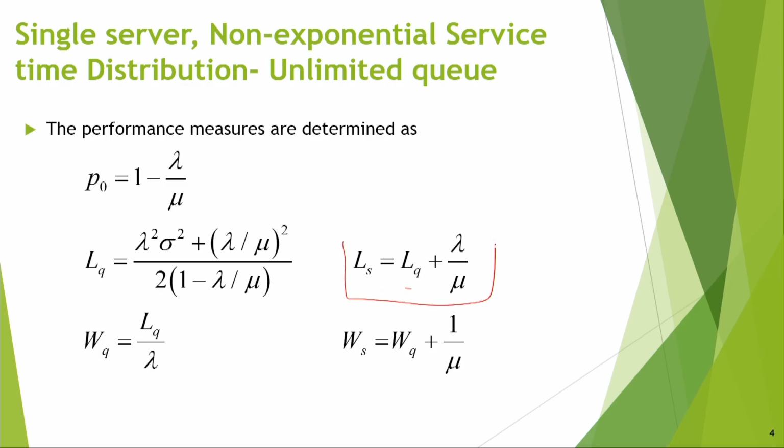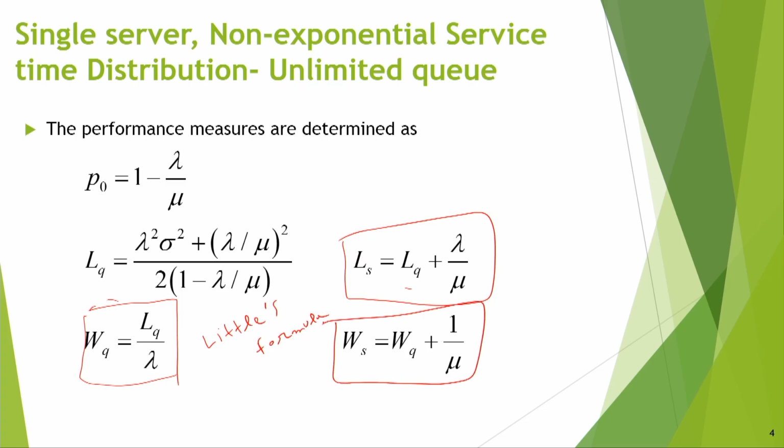This formula was common. WQ, it is Little's formula. WQ is equal to LQ by lambda, by Little's formula. Okay, Little's formula, you never forget this, Little's formula. It is a very little size, but it is not because of that. Little was the person, that author's surname. And WS is equal to WQ plus 1 by mu. This is also understood that it is like this.